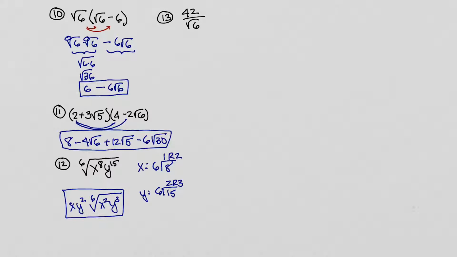We want to rationalize this denominator here in 13, right? Look at that denominator. It's an irrational number. We're going to rationalize it. We're going to get rid of that radical. And the way we're going to do this is we're going to multiply by 1.